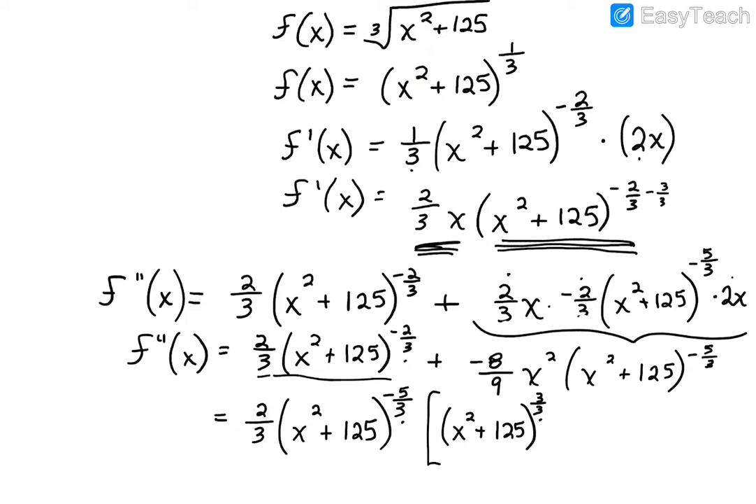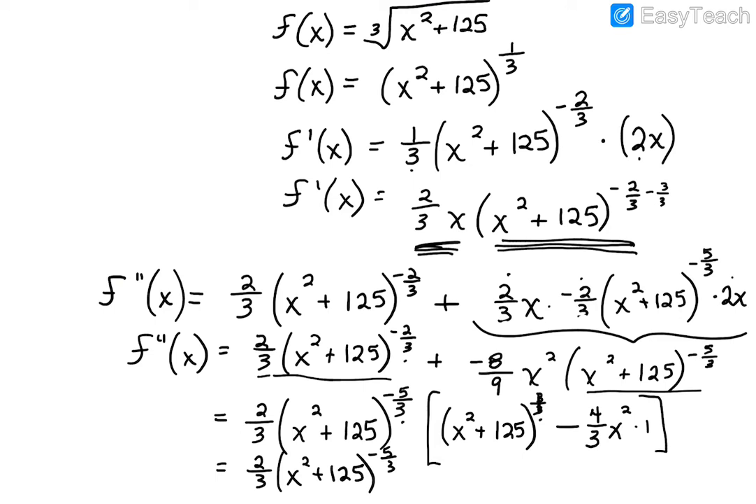And then when I factor the 2/3 from the negative 8/9, I would have a minus. So I would need a 4 to get to the 8 on top and a 3 on bottom. And then I would still have the x squared. And then I'm factoring this whole thing out. So, you could say times 1, because basically that whole thing is factored out. All right, so finally I've got my 2/3. And then I have my x squared plus 125 to the negative 5/3.